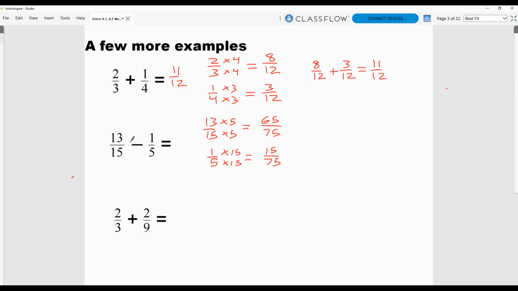All right, and we're subtracting this time. So we're going to go 65 over top of 75 minus 15 over top of 75. Okay, and we're just going to do the math with the numerators. Okay, so if we take that 65 minus 15, that's going to get us 50 over top of 75. All right, and that's going to be our answer. We're going to put that right here, 50 over top of 75.